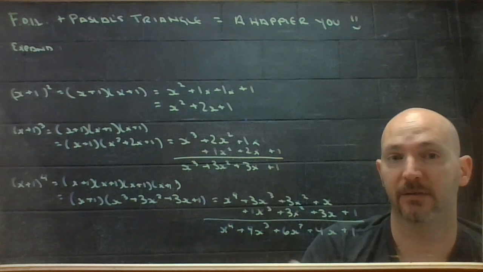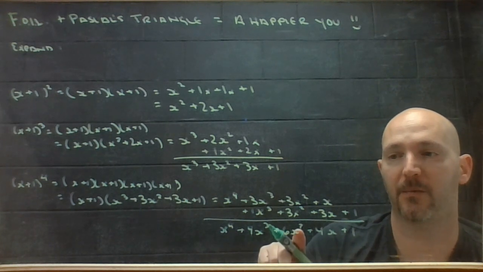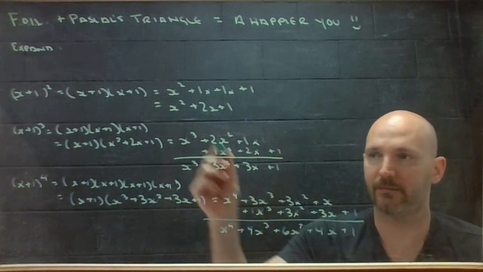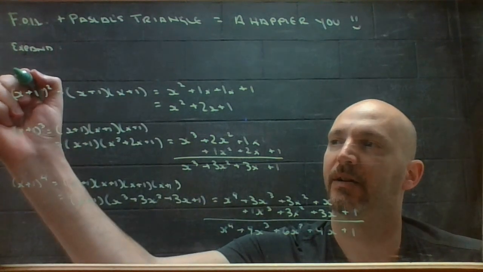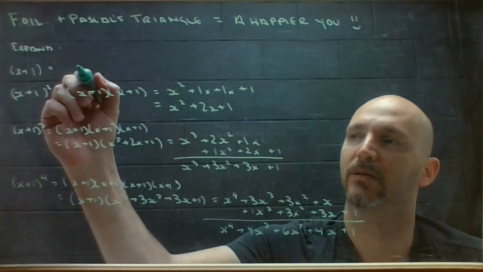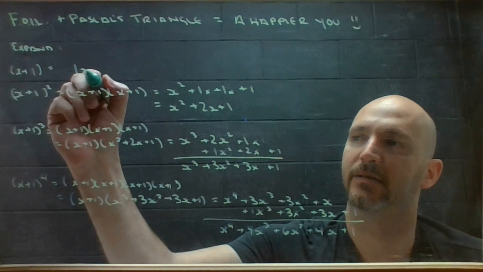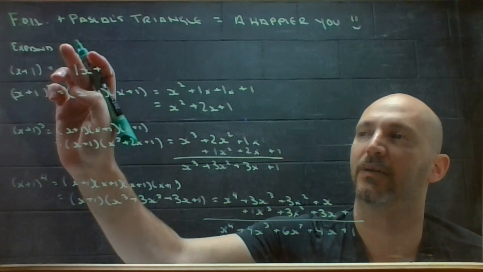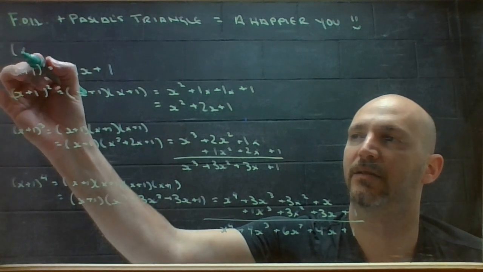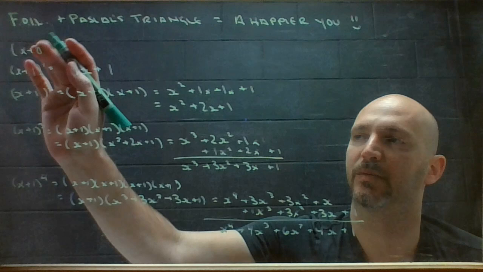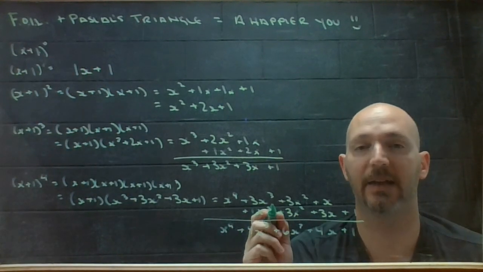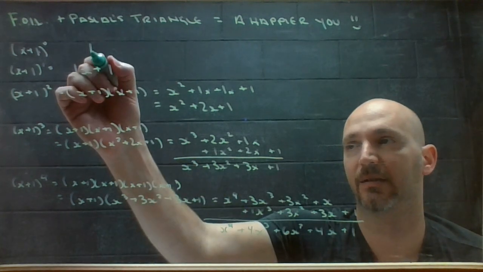So I could keep going, but I think we've got enough here to establish a pattern. I'm going to add to my little diagram here that x plus 1 to the 1 would be 1x plus 1. And I'm going to add to my chart here that x plus 1 to the exponent 0. Well, anything to the exponent 0 is 1.